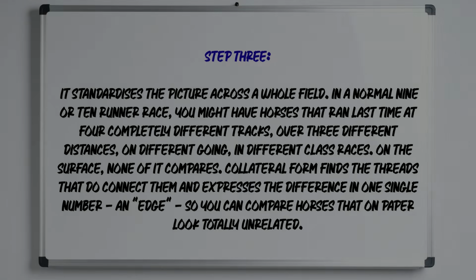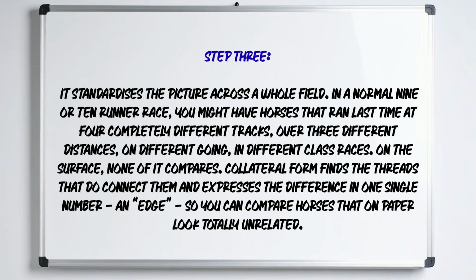Step 3, it standardises the picture across a whole field. In a normal 9 or 10 runner race, you might have horses that ran last time at 4 completely different tracks over 3 different distances on different goings in different class races. On the surface, none of it compares. Collateral form finds the threads that do connect them and expresses the difference in one single number, an edge, so you can compare horses that on paper look totally unrelated. The last point is why this tool exists.